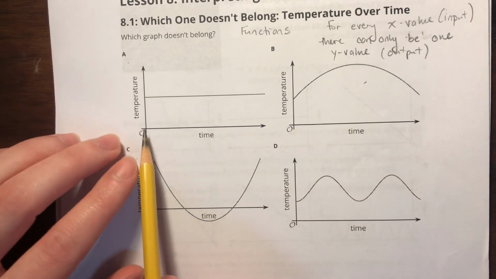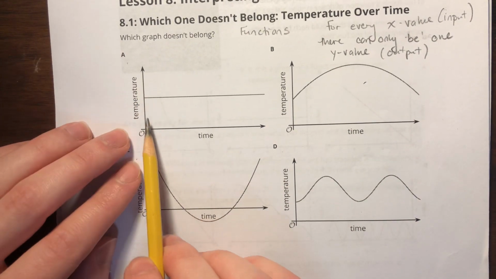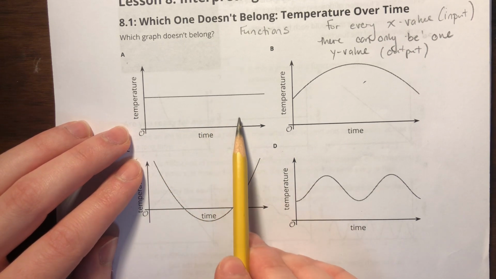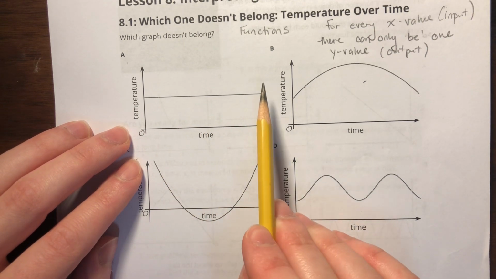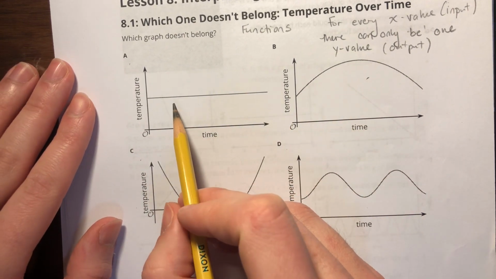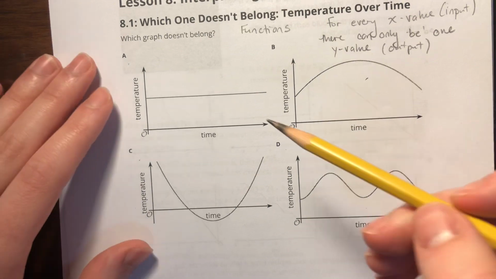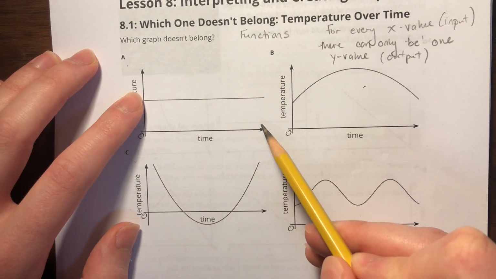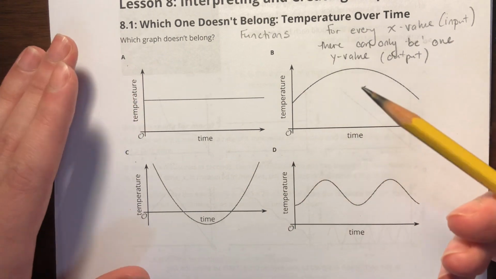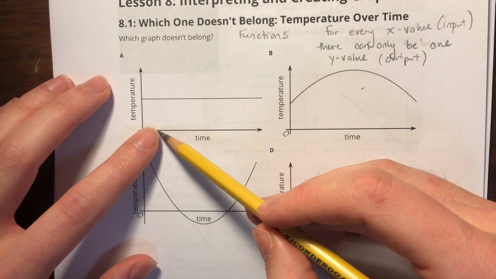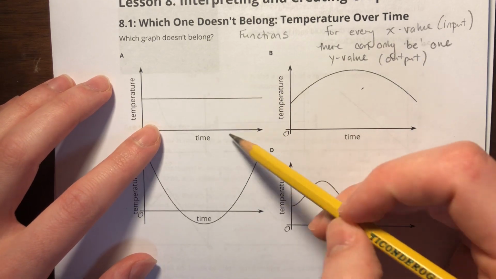Well, if I'm going along the x-axis, I can see that for every x value, there's only one possible y value. In this case, all the y values are the same. So the inverse is not true, right? I have one y value and an infinite number of x values. So that's not how we determine functions. It only has to be for each x value, there needs to be a unique y value.